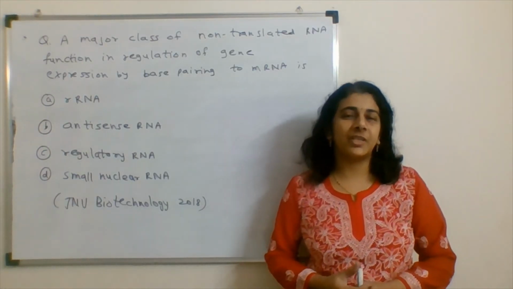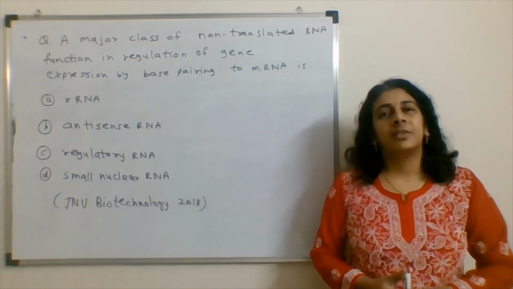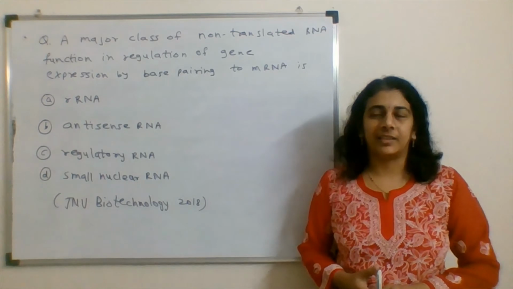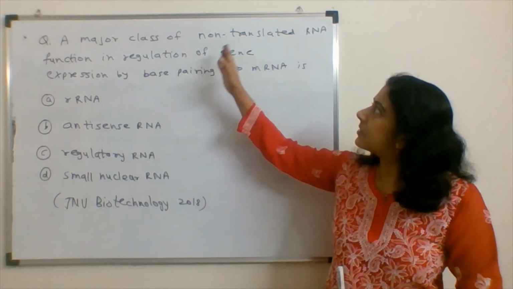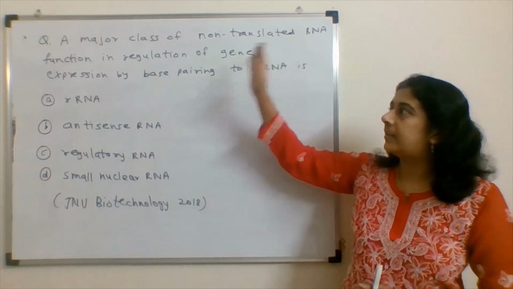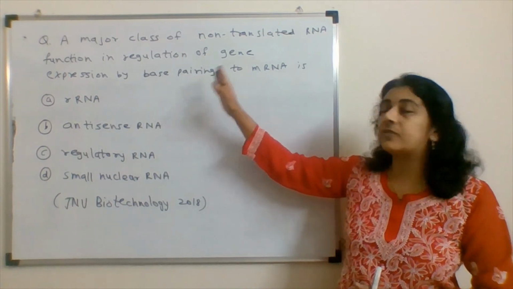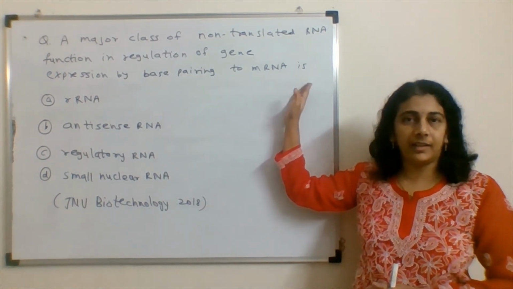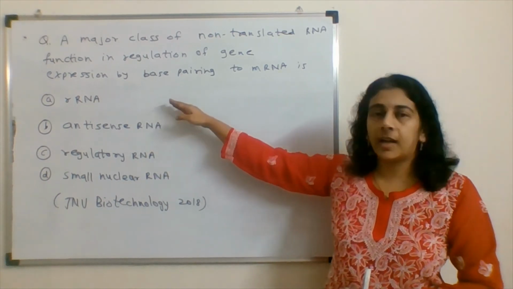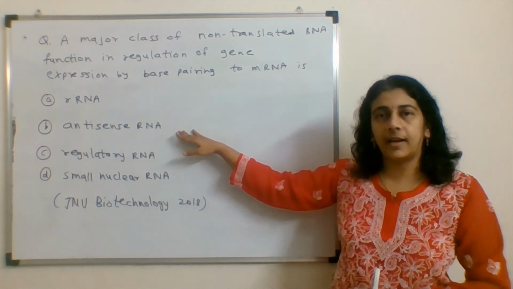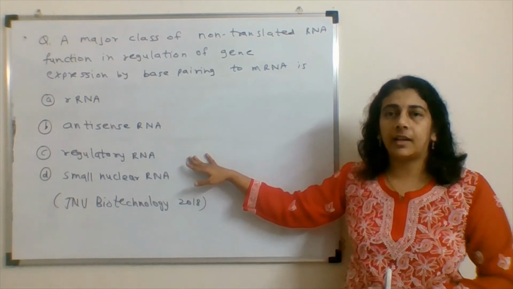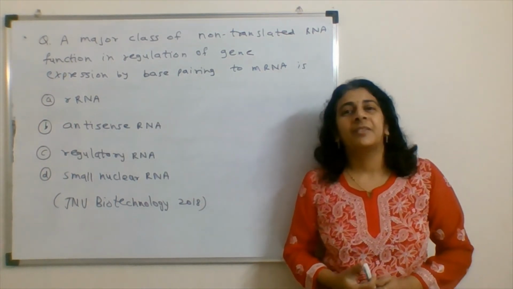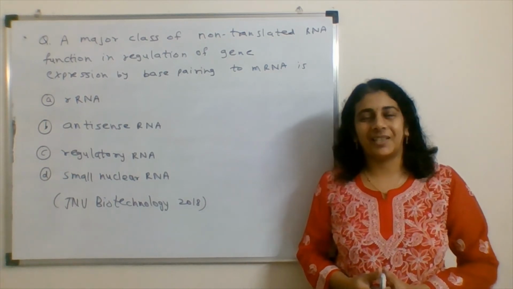Now let's have a question for my next video. The question is from JNU Biotechnology Entrance 2018. A major class of non-translated RNA functions in regulation of gene expression by base pairing to mRNAs. Options are rRNA, antisense RNA, regulatory RNA or small nuclear RNA. We will solve this question in my next video.